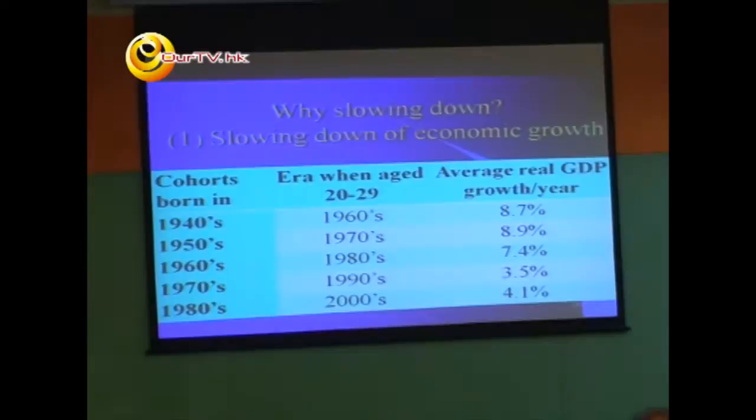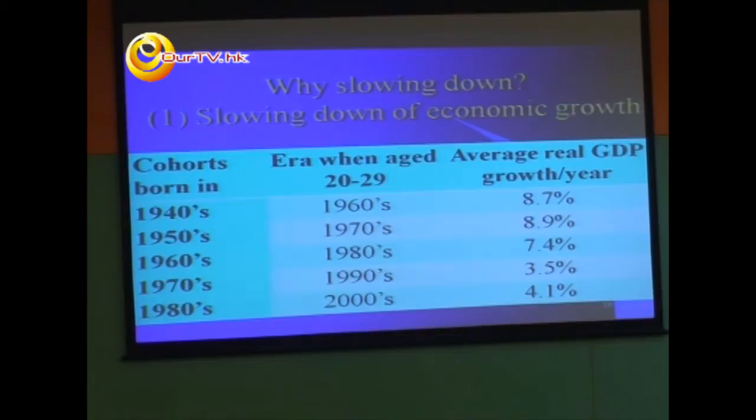But let me explain that there are two major factors for the slowing down. One is economic growth. For those born in the 1940s, when they are age 20 to 29, which is in the 1960s, the average real GDP growth per year in Hong Kong was 8.7%. For those born in the 50s, people like me, by the time we graduated from university in the 1970s, economic growth was rapid, 8.9% per year. That is real growth. In fact, if you take inflation in the 70s and 80s, nominal GDP growth could be up to 30%, because you had double-digit inflation at the time.